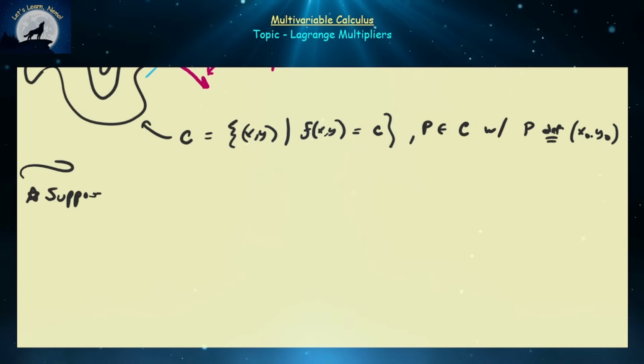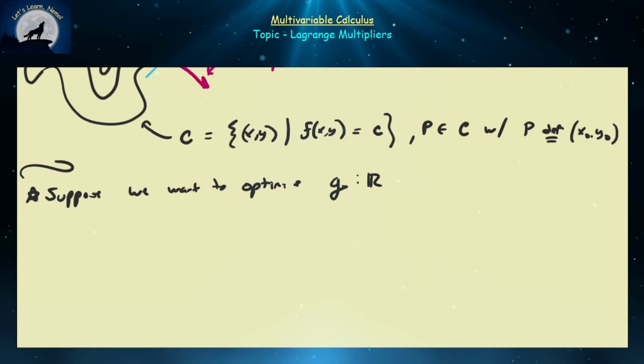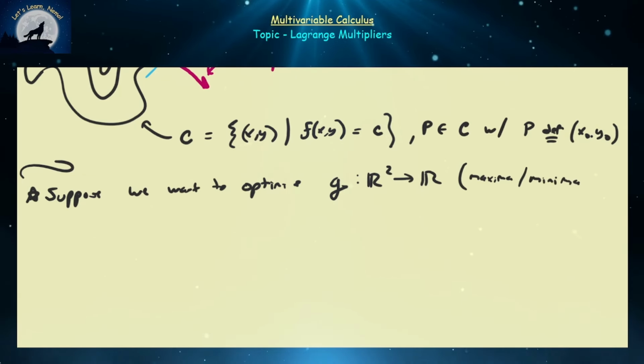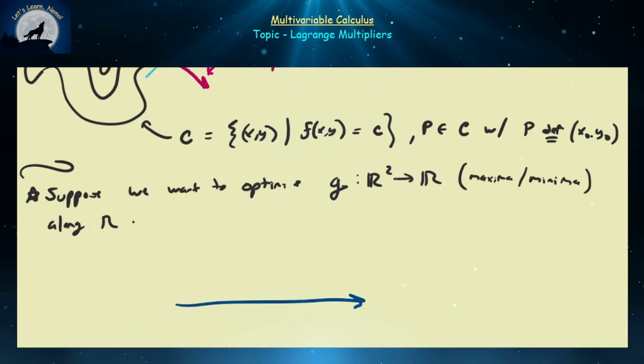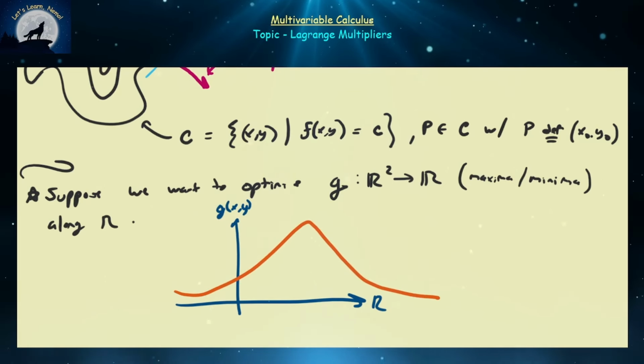So let's suppose we want to optimize G, which is also going to map R2 to R. When we say optimize, that means we're looking for either the maxima or the minima; either one is perfectly fine along the contour R. If we were to look at that path as if it were a straight line, that is, differentiably deform it into a line, and then look at the elevation of G along that, then it's possible that we're going to have something along this form.